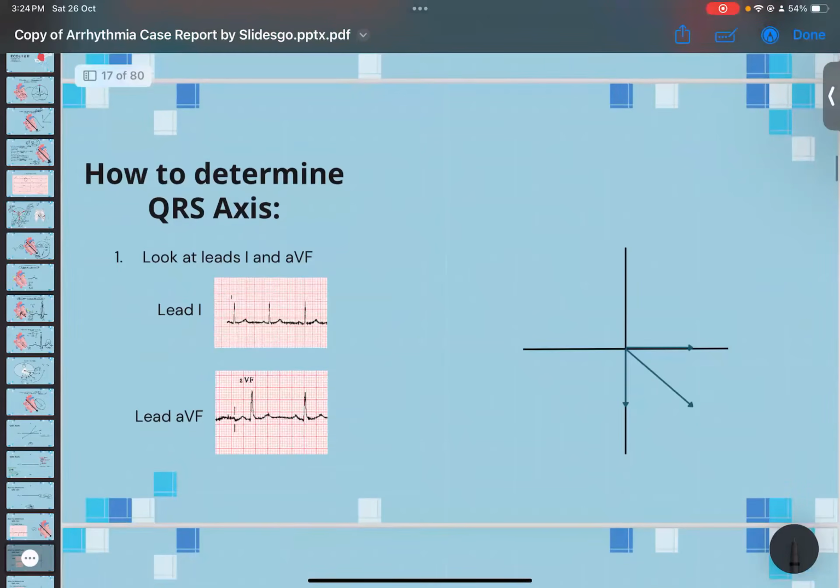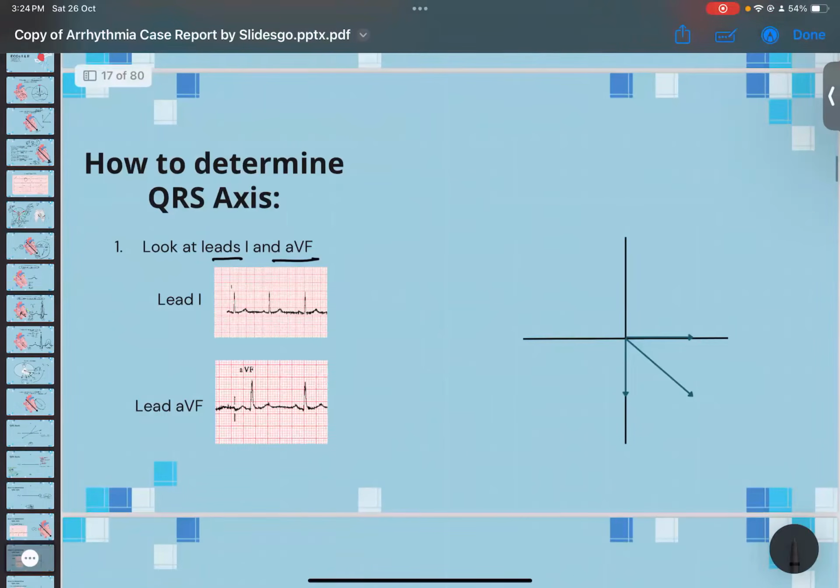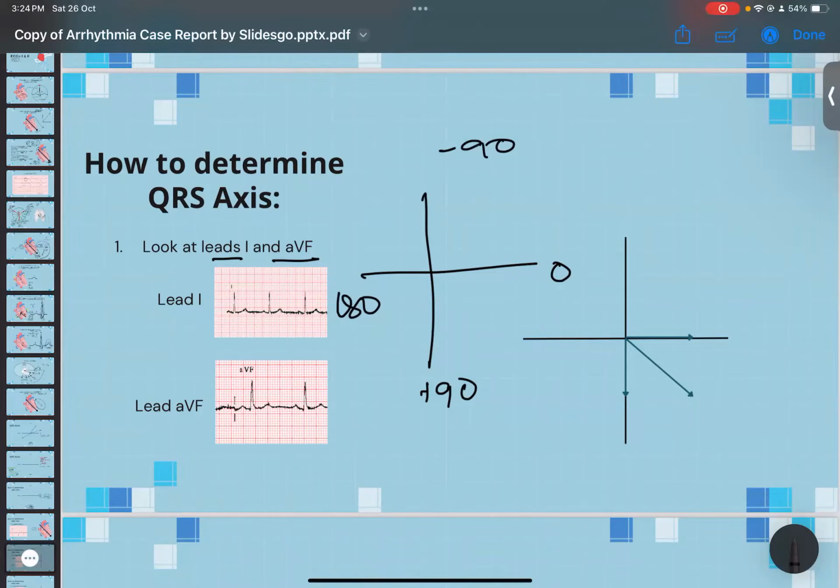Now, how would you want to determine the QRS axis? First is you want to look at lead 1 and lead AVF. Okay, let's draw. So 0, plus 90, I think this was around 180, and then this was -90. Okay, so lead 1 is positive. So like I said, what does it mean when there's a positive deflection? When there's a positive deflection, that means the vector is probably going towards the positive electrode. And because this is lead 1, this is where AVF is placed, we know for a fact that because lead 1 is positive, the vector is definitely going towards lead 1.